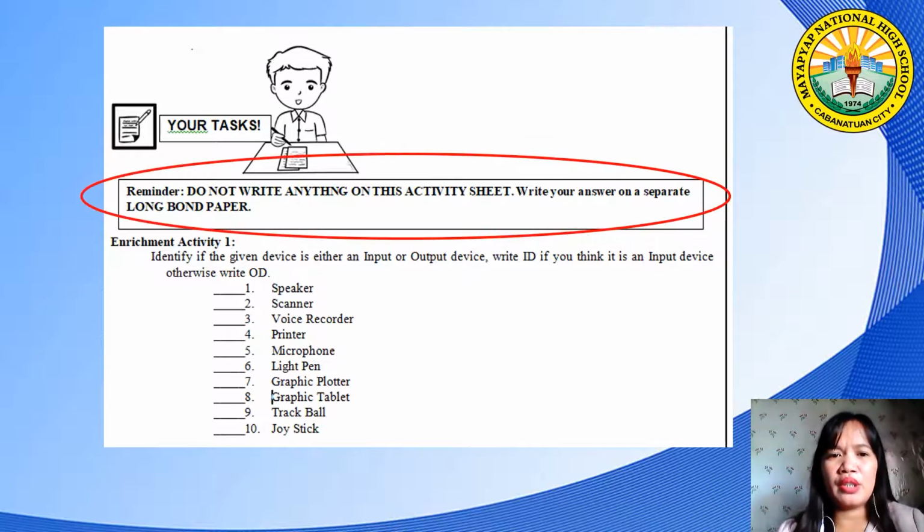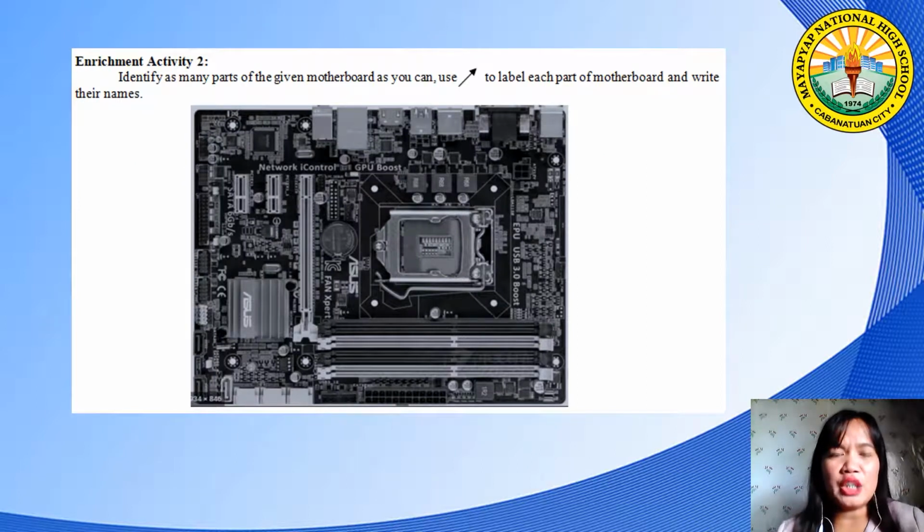Reminder, do not write anything on this activity sheet. Write your answer on a separate long bond paper. For enrichment activity 1, identify if the given device is either an input or output device. Write ID if you think it's an input device, otherwise write OD. For enrichment activity 2, identify as many parts of the given motherboard as you can.